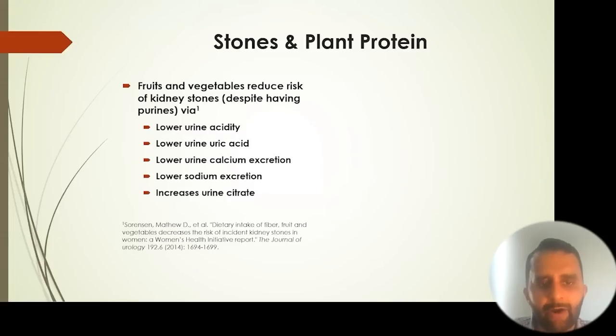So why are plant foods potentially helpful or beneficial in reducing the risk of kidney stones? There are a variety of reasons. This includes lower urine acid levels, lower amounts of uric acid, lower calcium levels, sodium levels, and then also the increase in this all-important urine citrate, or alkali levels, in the urine.